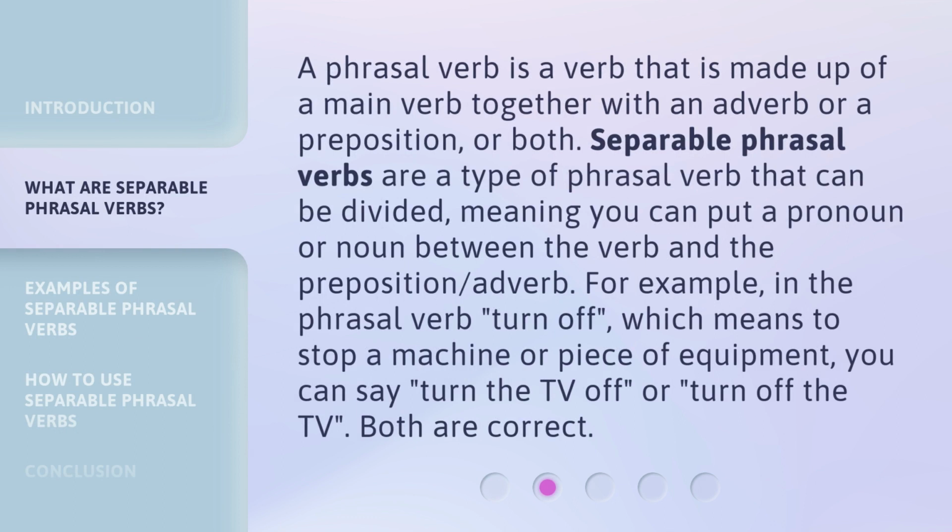A phrasal verb is a verb that is made up of a main verb together with an adverb or a preposition, or both. Separable phrasal verbs are a type of phrasal verb that can be divided, meaning you can put a pronoun or noun between the verb and the preposition or adverb. For example, in the phrasal verb turn off, which means to stop a machine or piece of equipment, you can say, turn the TV off, or turn off the TV. Both are correct.